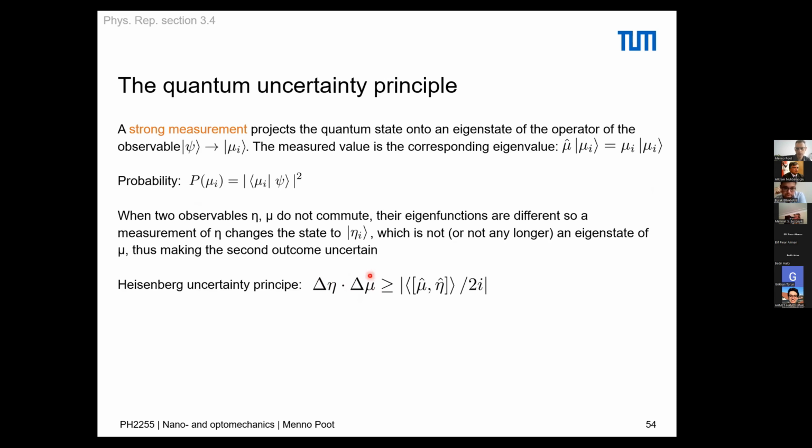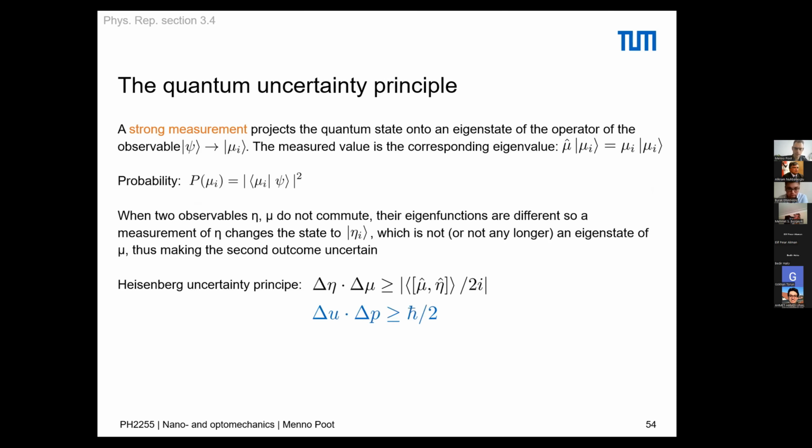the uncertainty in the other measurement variable is larger or equal than the expectation of the commutation between the two operators divided by 2i, and then you have to take the absolute value of this thing squared. So that is in its most general form, two observables, but we of course know it much better when we think about position and momentum.